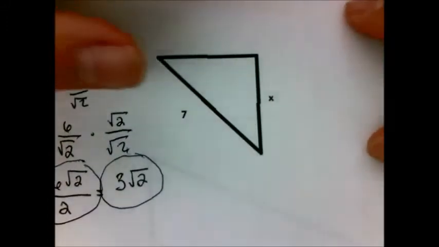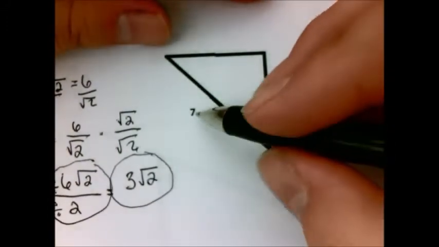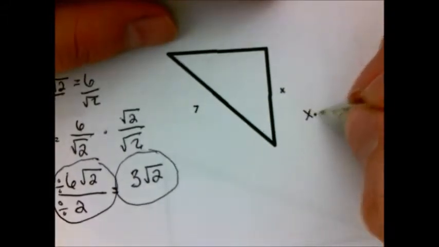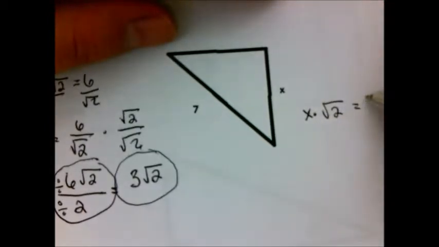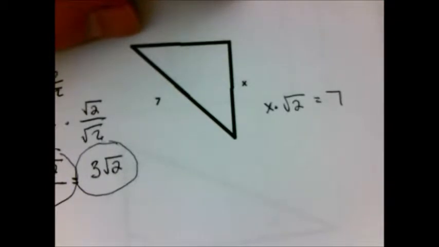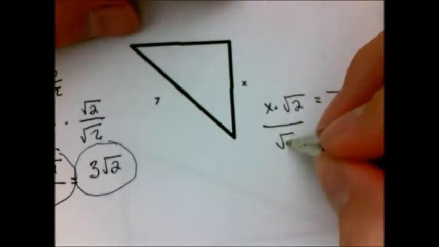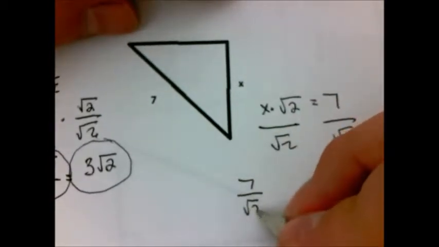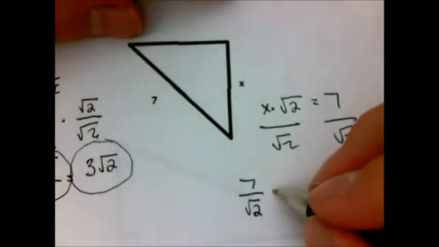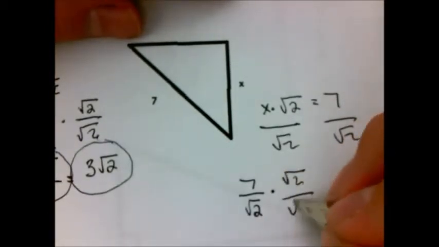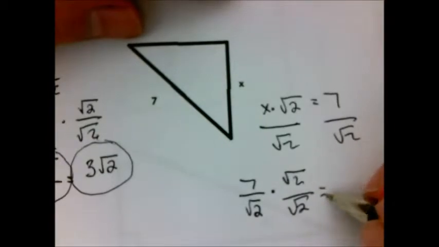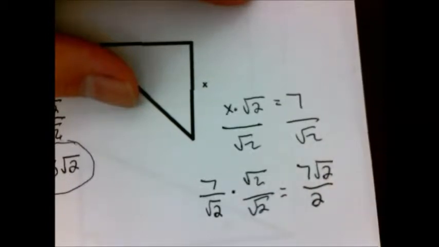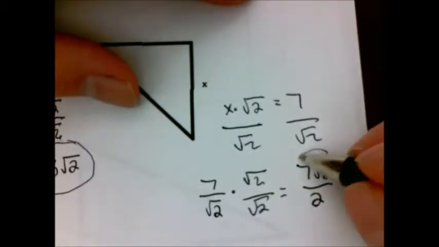Alright, the next one. Same idea. We're going to take x times square root of 2 equals 7. We have to divide by square root of 2. So we have 7 over square root of 2. We had to get this out of the bottom, so we have to multiply the top and bottom by square root of 2. That'll give us 7 square root of 2 over 2. And this cannot be reduced at all, so we're done.